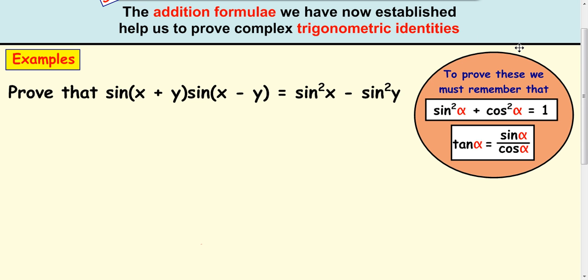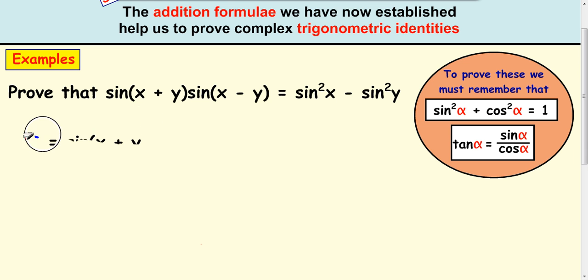In this lesson, we're going to look at a more complicated trig identity. Now we have to prove that sin(x + y) times sin(x - y) is equal to sine squared x minus sine squared y. And we'll have to keep in mind this idea here. These won't be given in the formula sheet, but we need to know these: sine squared alpha plus cos squared alpha equals 1, and tan alpha equals sine alpha over cos alpha.